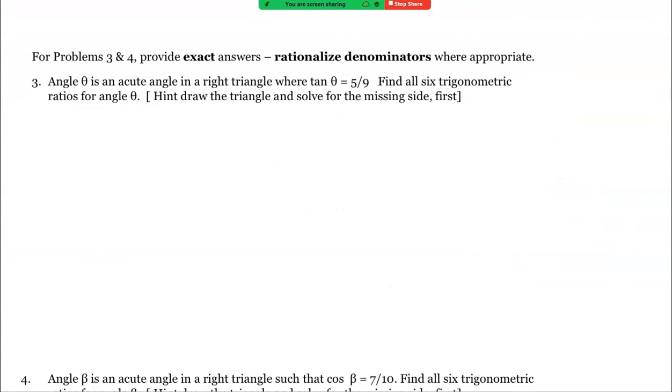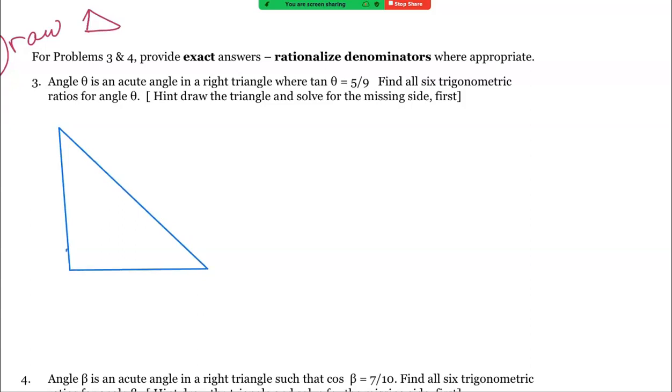I'm going to say draw triangles. These are all going to be right triangles. Angle theta is an acute angle in a right triangle. Get your right triangle. Now, they say it's an acute angle. That means it could be here or it could be here. It doesn't matter. You'll get the same answers.